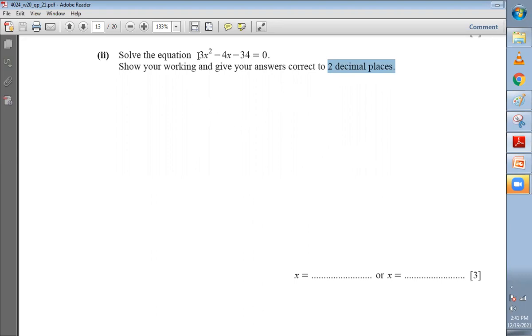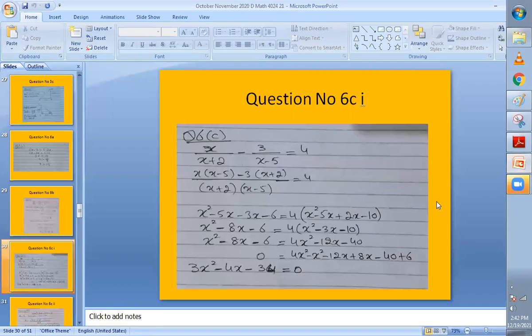The coefficient of x squared here is 3. We will call it A. The coefficient of x is minus 4. We will call it B. The constant term here is minus 34, and that will be called C. So we will apply the quadratic formula. The quadratic formula is x equals minus b plus minus square root of b squared minus 4ac, and the whole thing divided by 2a.